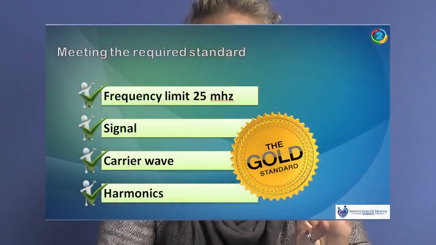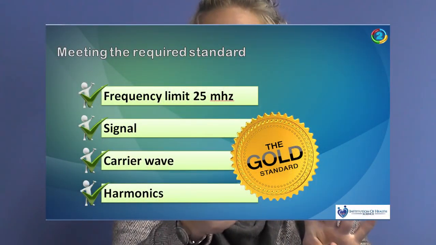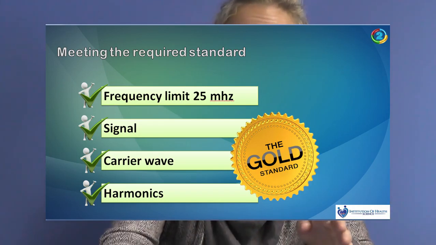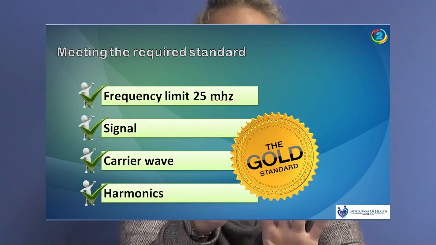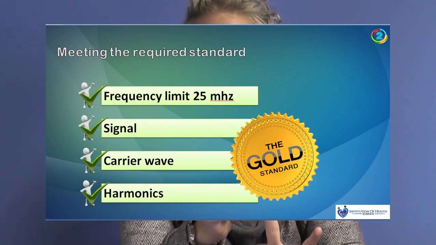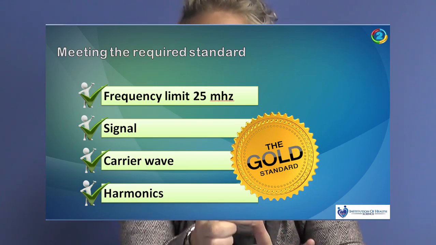The first aspect would be the generation of frequency and then the limit or the range of frequency available within our treatment option. The second one is actually being able to create a signal to send through to the body. Thirdly would be the carrier wave, and then we've got harmonics. So we've got 4 elements that make up the golden standard.